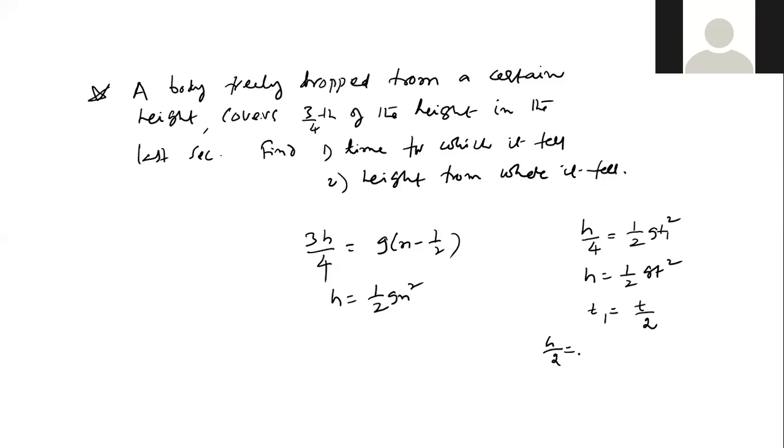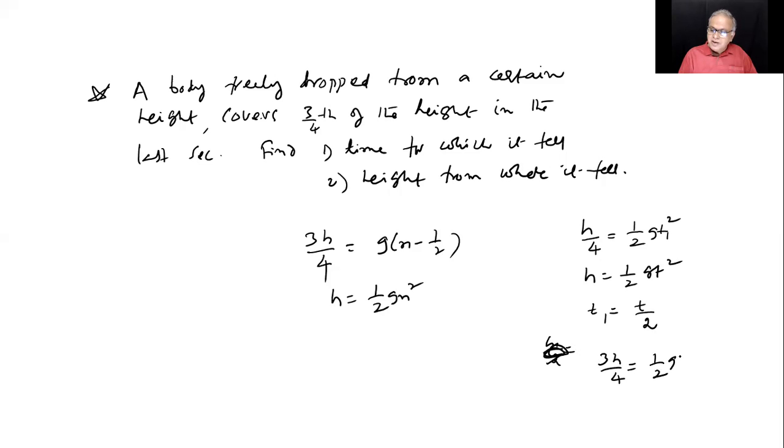Sir? Tell me. H by 2. H by, sorry, 3h by 4. Sorry, 3h by 4 equals, what should I write? No, t minus t by 2. So half g into (t minus t by 2) whole square, isn't it? Yes, sir. So t square by 4.